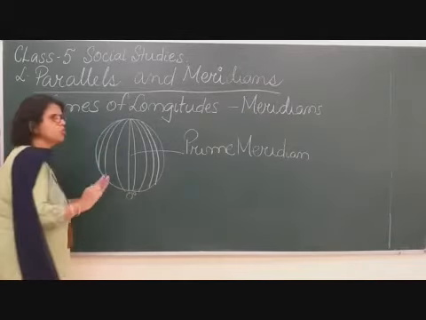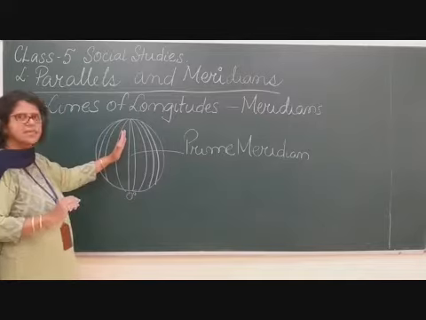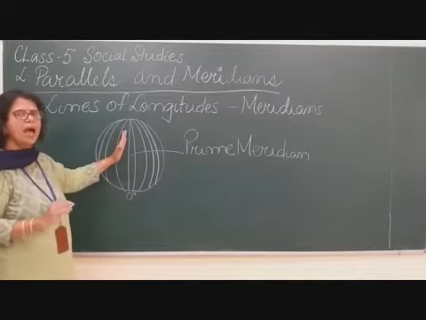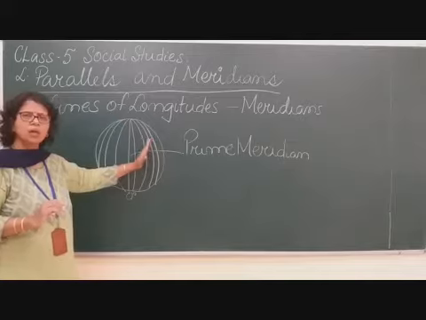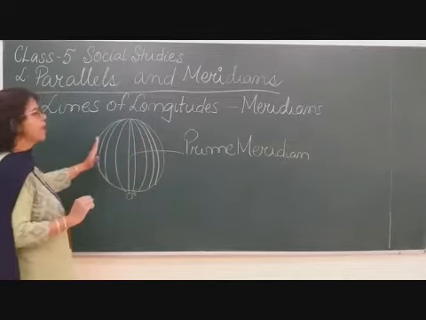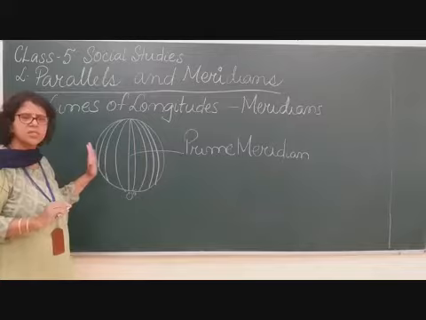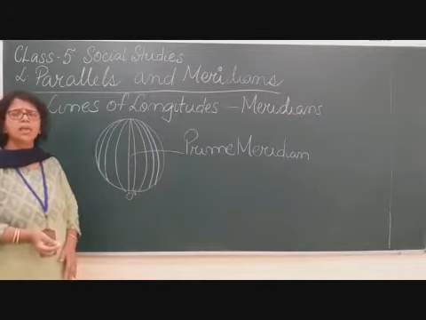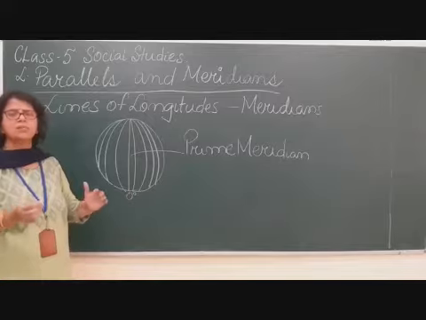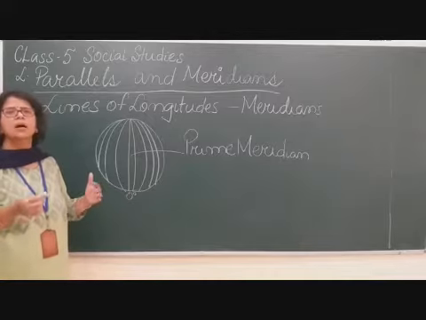That longitude is taken as the center, the prime meridian, and we have 180 lines of longitude on the eastern side and 180 longitudinal lines on the western side. So in total there are 360 lines of longitude, and that's how the time is calculated.